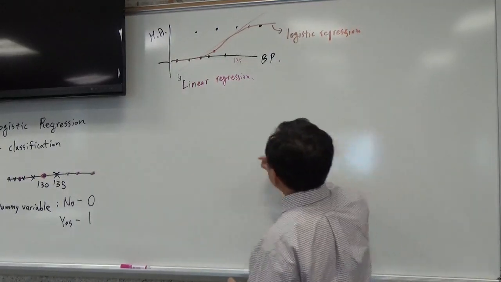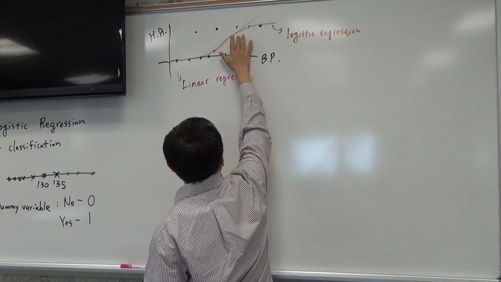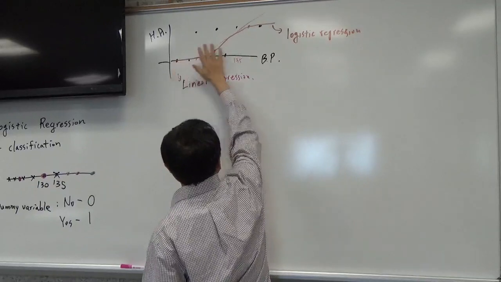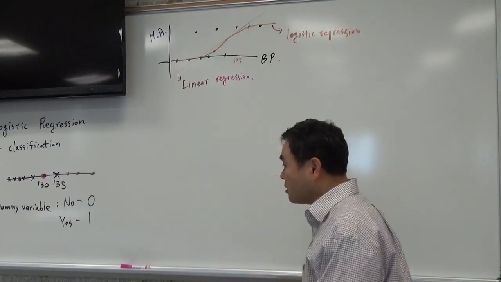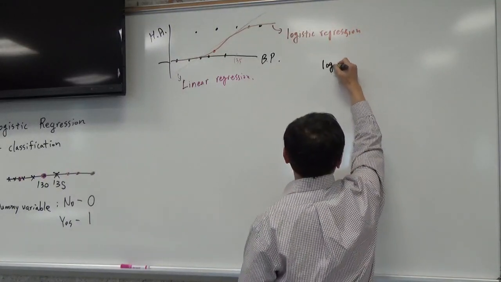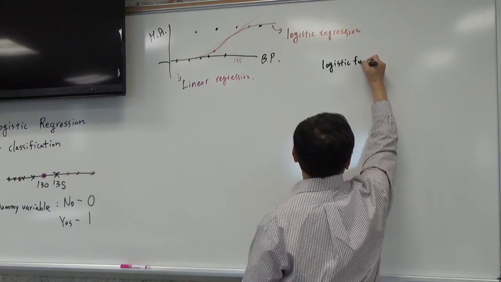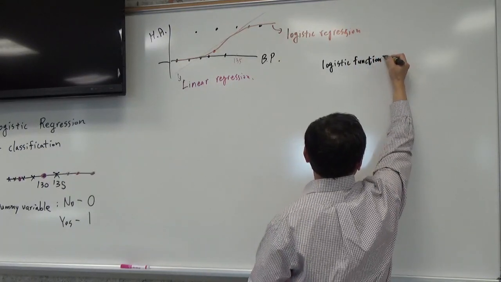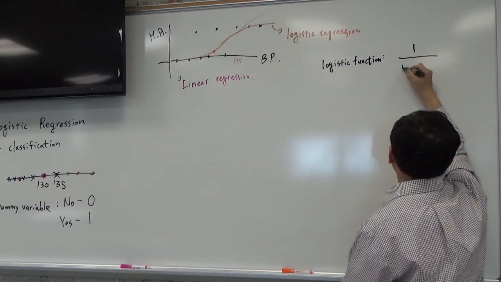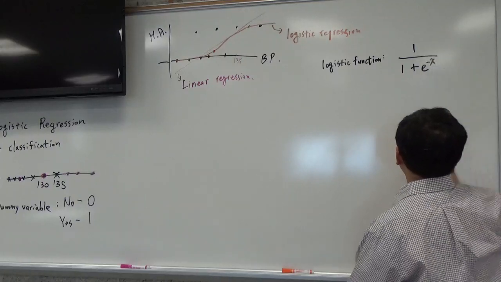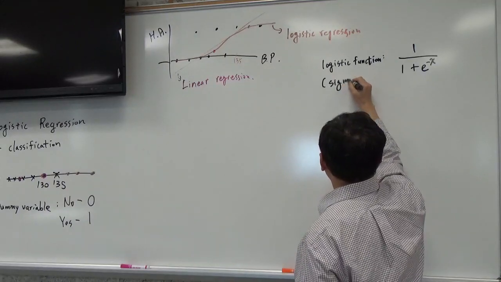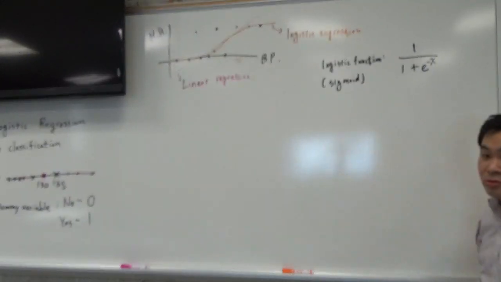Okay. So what you want to generate is a curve that will give you probability varying from 0 to 1, and that's called logistic regression. Now, this curve here is called the logistic function. And the simplest form would be 1 over 1 plus e to the negative x. It's also called sigmoid. Logistic function, sigmoid.